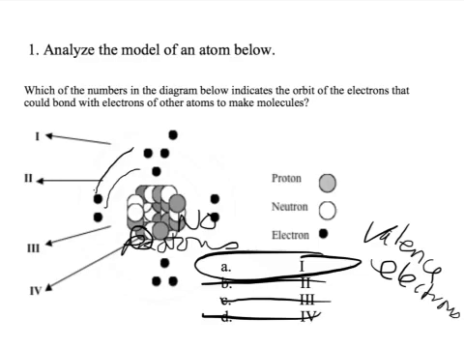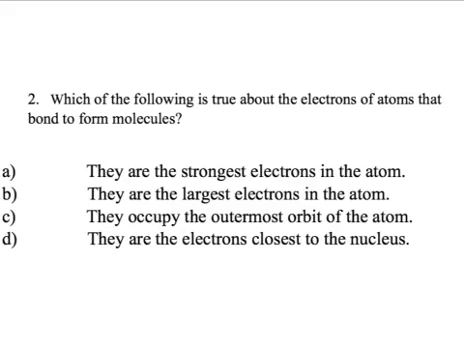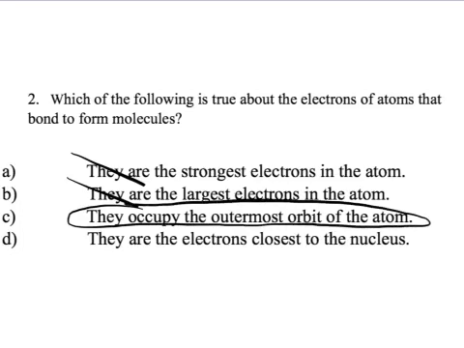Okay. Which of the following is true about electrons of atoms that bond to form molecules? A, they're the strongest electrons in the atom. B, they're the largest electrons in the atom. Guys, electrons are generally the same size. Okay? And electrons have the same charges. C, they occupy the outermost orbit of the atom. Which electrons bond? Valence electrons, the outermost electrons. This is probably the correct answer, so let's go ahead and circle it, but let's read D to verify. They are electrons closest to the nucleus. Nope, they're not going to be involved in bonding.